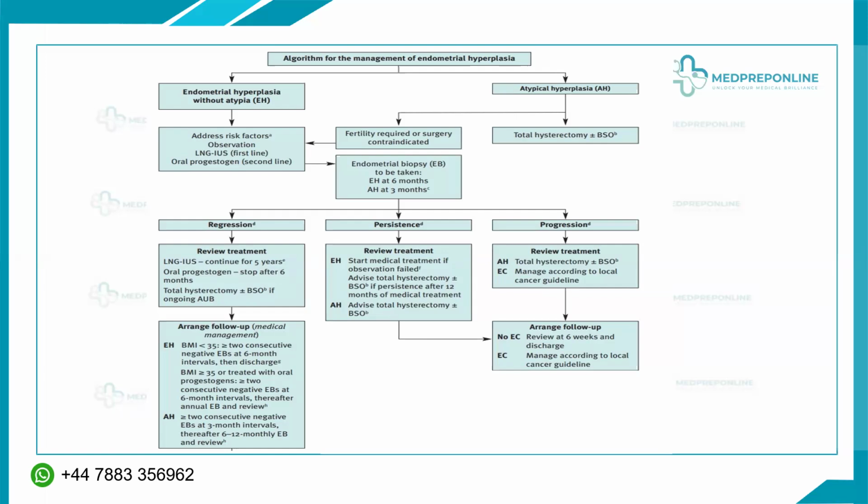Now, on biopsy, you could have 3 possibilities. It could either regress, it could persist, or it could progress, right? So if it regresses, well and good, you can continue the Mirena for the next 5 years. If it's progestogen, you can stop it after 6 months. And if the patient continues to have abnormal uterine bleeding, you can offer them a total hysterectomy. If it persists, again, you can offer them the option of total hysterectomy. If it progresses, then again, you have to review the treatment and manage it according to the local cancer guidelines.